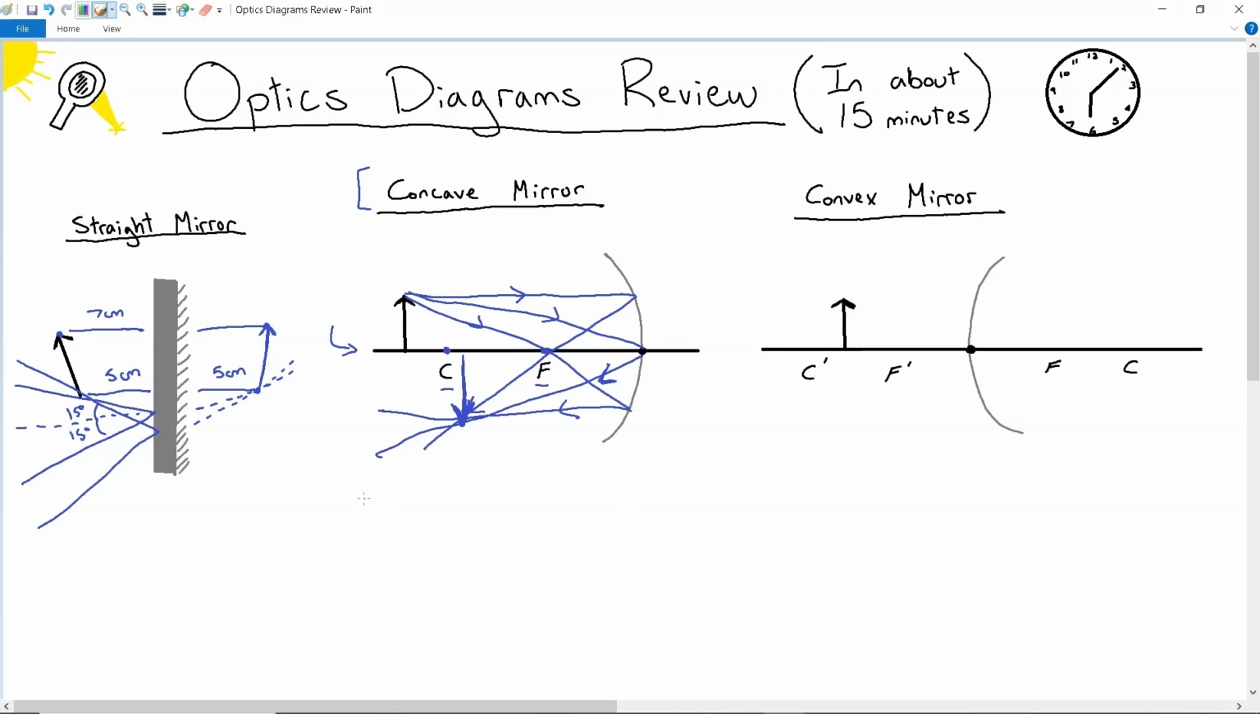Okay, what if we wanted to describe our image? Usually a test will ask you 4 specific characteristics of an image. First, we have L, which is location, and I can see that our image is going to be in between C and F, so that will be my answer.